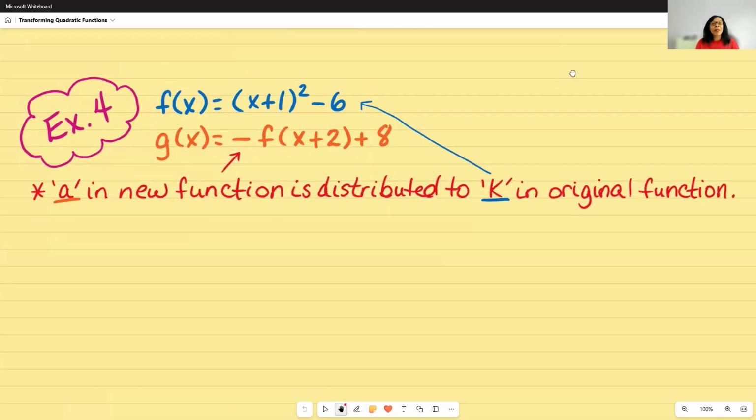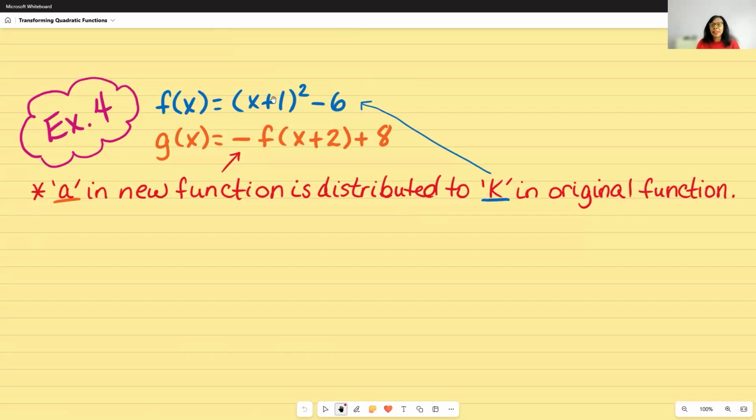So this time, g of x has the negative sign. So if that happens, you will have to distribute this negative if your original function f of x has a k. So keep that in mind. That's the difference between example 3 and example 4.